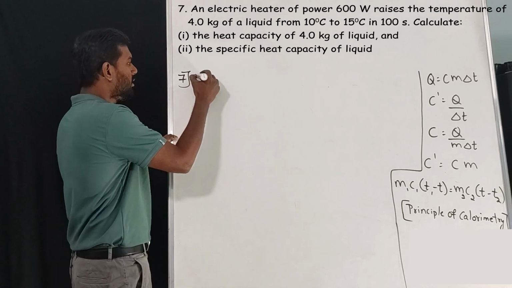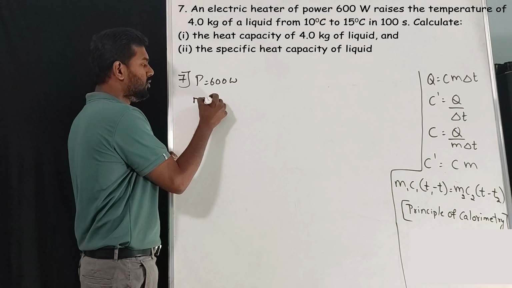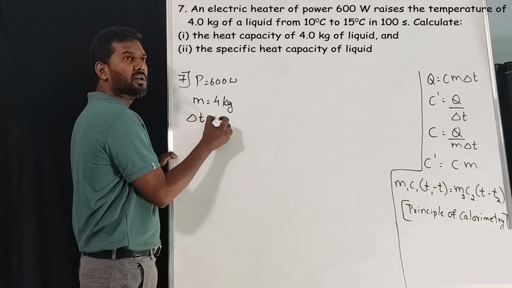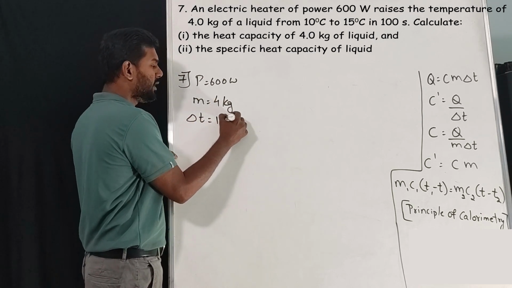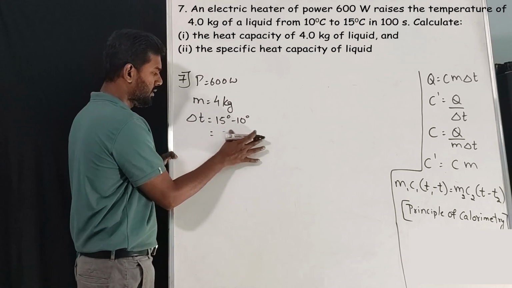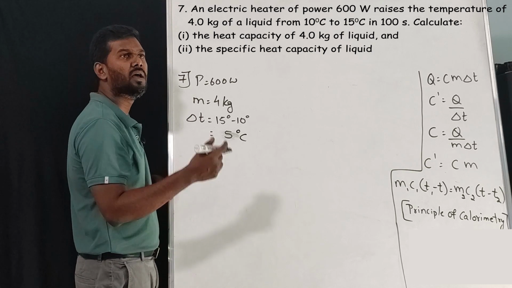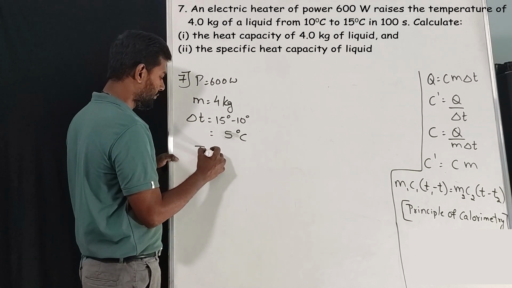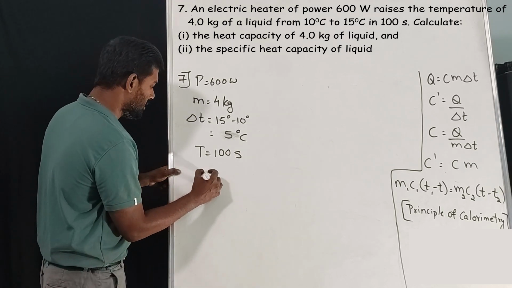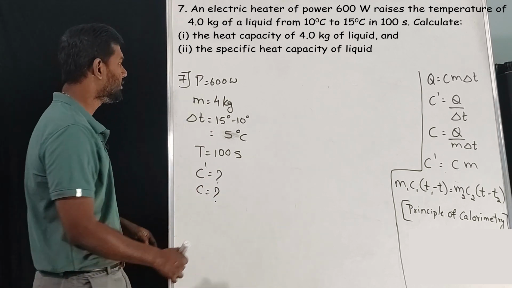So the electric heater power is equal to 600 watt, then mass is equal to 4 kg, and delta T is equal to 15 degree minus 10 degree, that is 5 degrees Celsius or 5 Kelvin, anything is fine. Then time is also given, 100 seconds. So we need to find C dash and C, both we have to find.